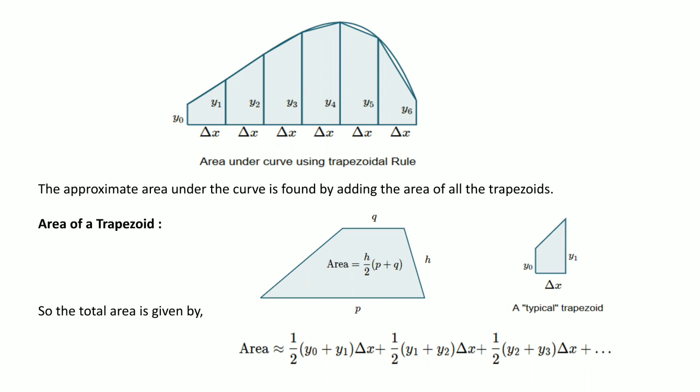So the area of one trapezoid, like you will see in the small figure, is given by delta x into (y0 plus y1) divided by 2, or half (y0 plus y1) into delta x. In this way, the area of each trapezoid we are going to find out and then add, and the final total area will be given by the area of all trapezoids.